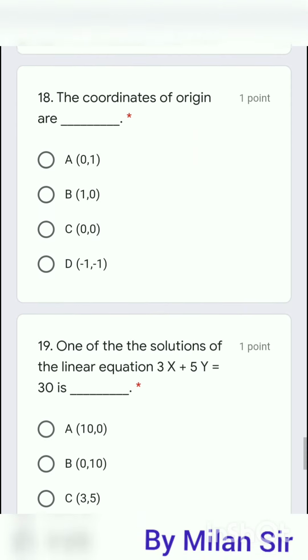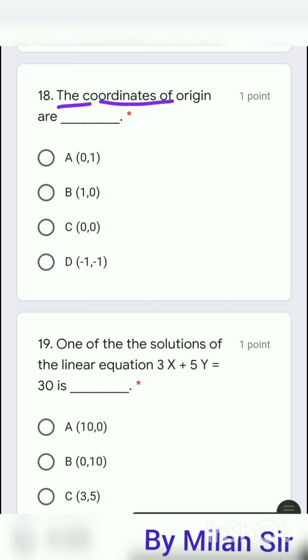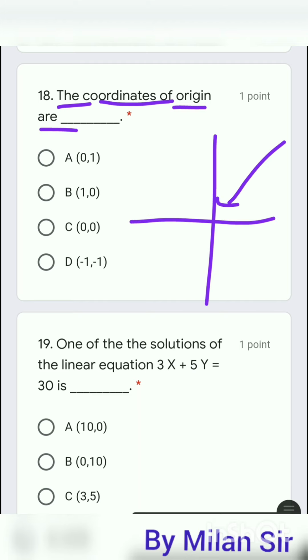Number 18, the coordinates of origin are. These things we already discussed in the theory part. Origin, that means this point, right? And origin has the coordinates (0, 0), so option C is the correct answer. Okay, coordinate of origin is (0, 0).